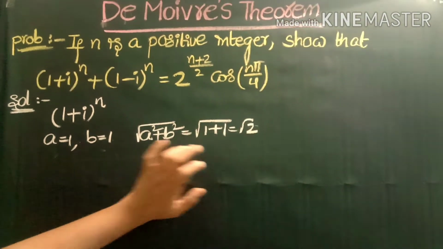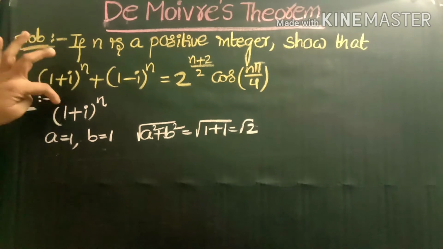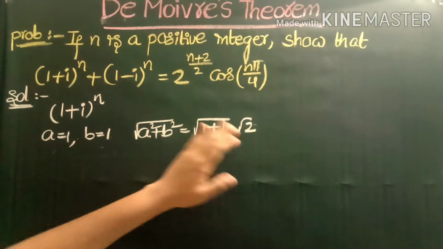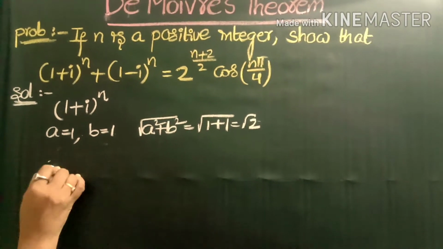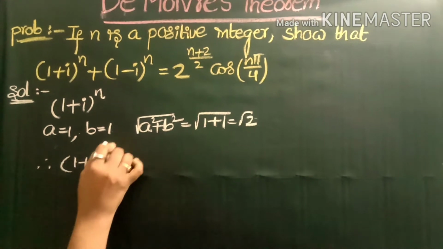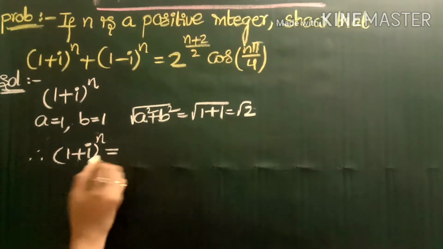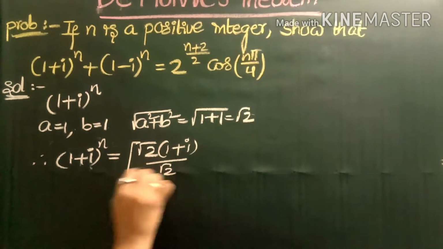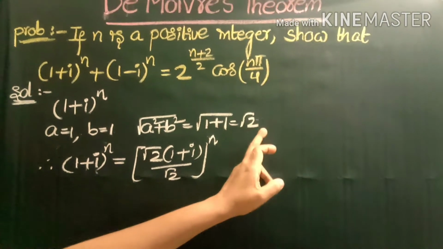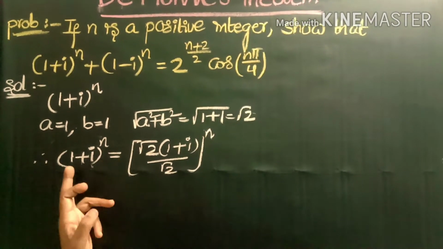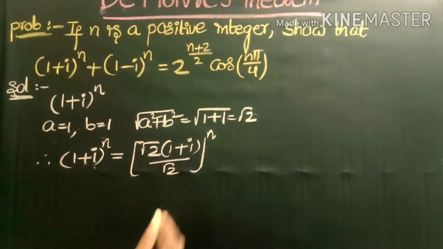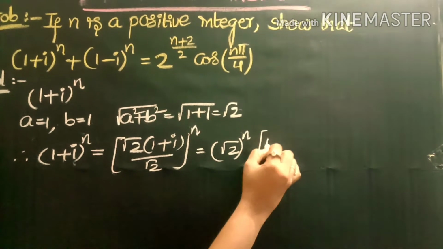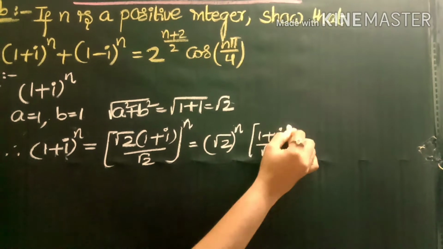Now we are applying this number to the above term (1 plus i) whole power n to convert this total term in the form of (cos theta plus i sin theta) whole power n. Therefore (1 plus i) whole power n is equal to root 2 into (1 plus i) by root 2, whole power n. We just apply the number root 2 to this total term, and this is equal to root 2 power n into ((1 plus i) by root 2) whole power n.